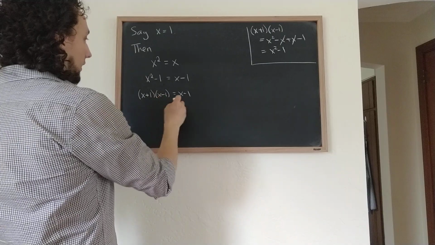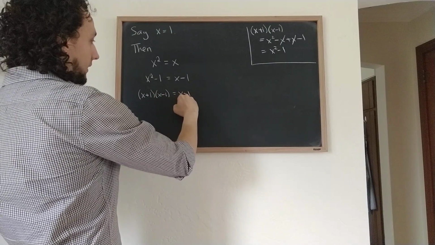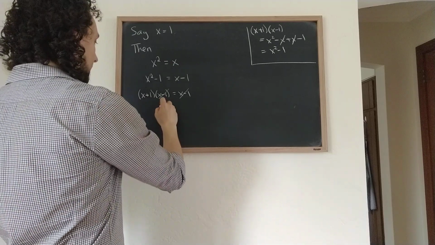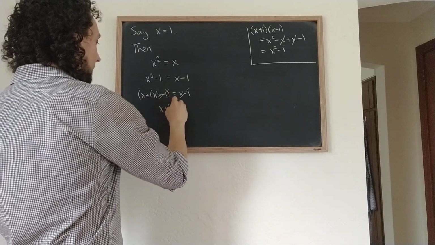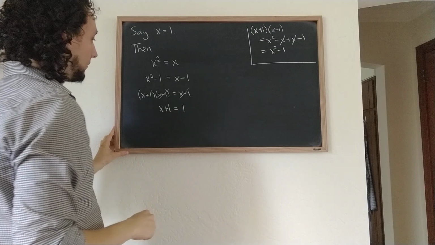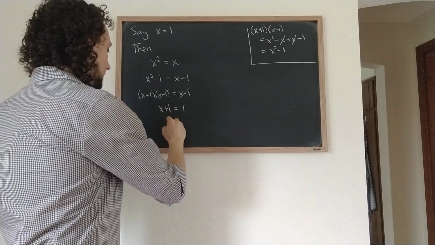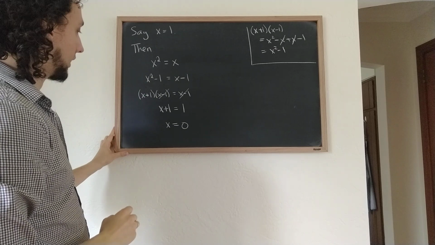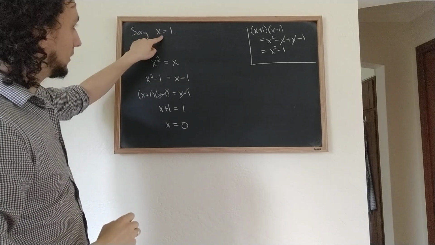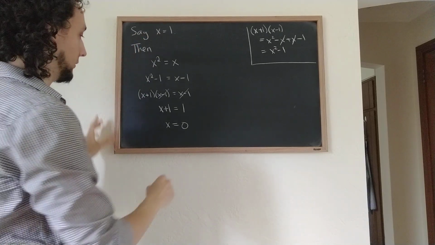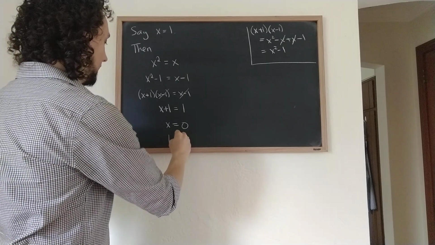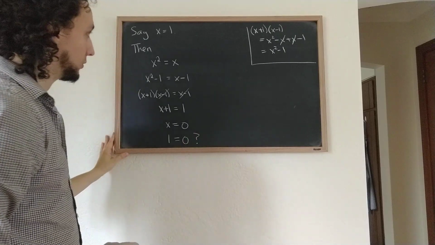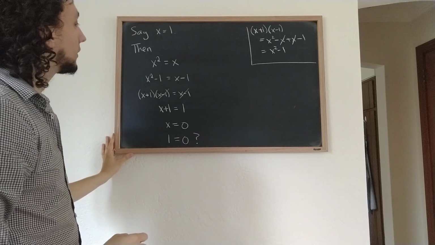Now, this is x minus 1 and this is x minus 1, so I can cancel these. I can divide both sides by x minus 1 and get x plus 1 equals 1. And that tells me that x equals 0 by subtracting 1 from both sides. But x equals 1, so that tells me that 1 equals 0. So what happened? What went wrong here?